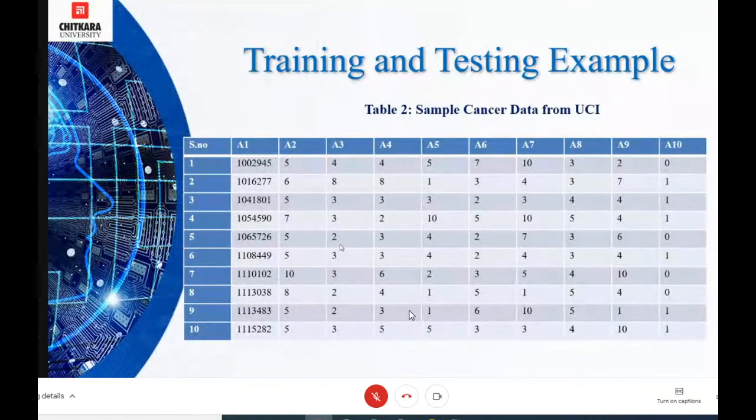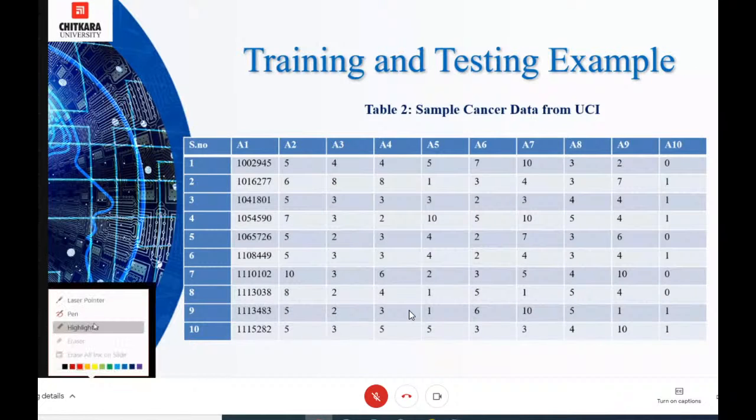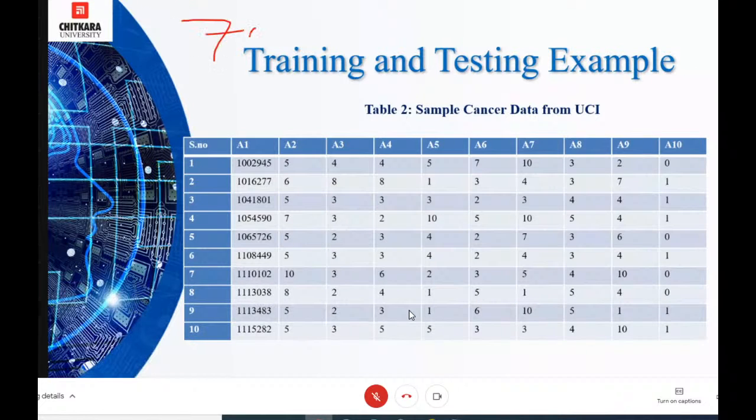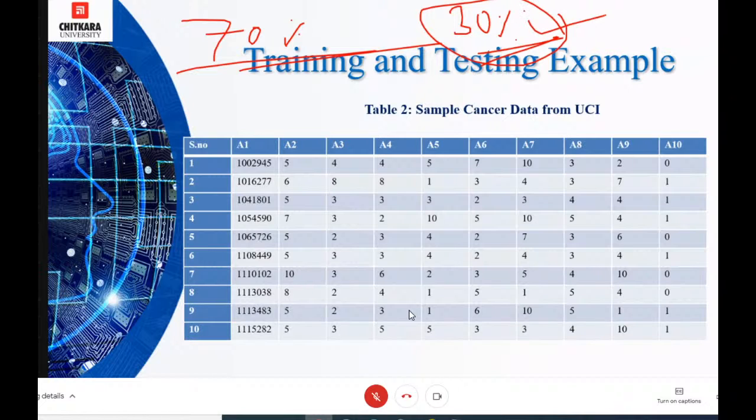Okay. Now we want to divide it. I am considering 70% training and 30% testing data. We will discuss how you can perform splitting and which splitting is better, how you determine that this particular splitting is perfect for your model. Here we fix that for training purpose we use 70% of the data, and for the testing purpose we consider 30% of the data.